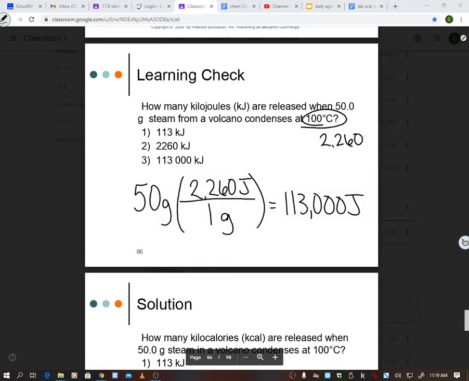Now you can see they asked for kilojoules. Kilo means 1,000, so we're going to move the decimal 3 spots to make that 113. So the answer is 113 kilojoules.